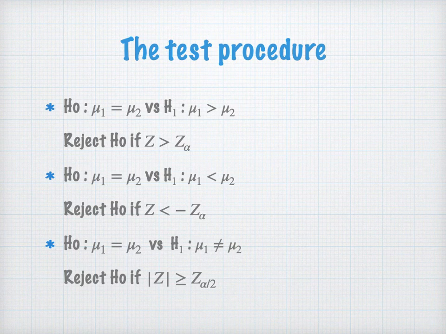Similarly, in the second case, H0 mu1 equal to mu2 versus H1 mu1 less than mu2, we reject H0 if Z is less than minus Z alpha. So if the calculated value of Z is less than the tabled value, then we reject H0. And in the final case, the two-sided alternative hypothesis, we reject H0 if mod Z is greater than or equal to Z alpha by 2. So the testing procedure is similar for all these tests, but the Z statistic changes.